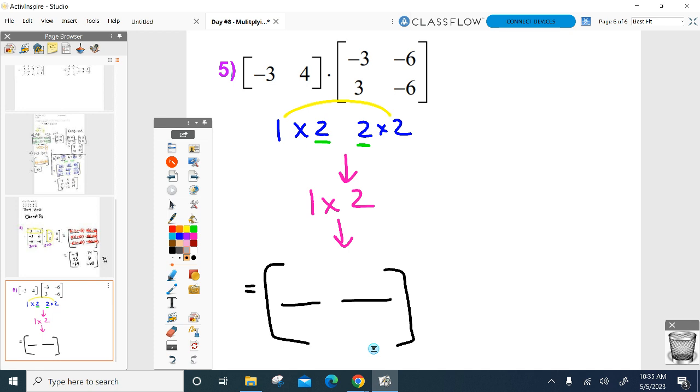Okay, here you go. Here's how we get those numbers. -3 times -3 plus 4 times 3. And then we have -3 times -6 plus 4 times negative 6. 21, 18 plus a negative 24, negative 6.